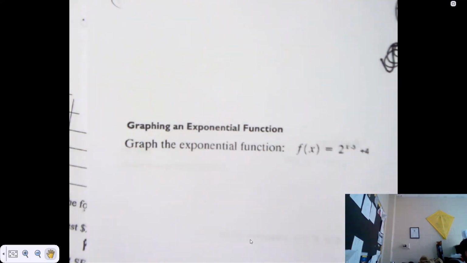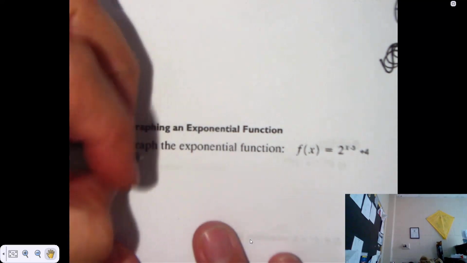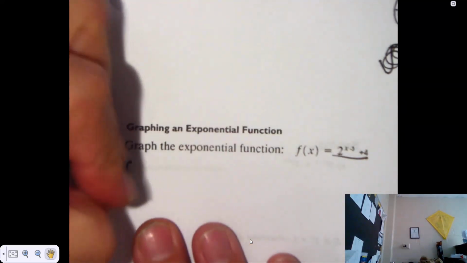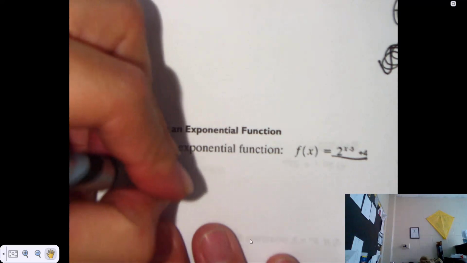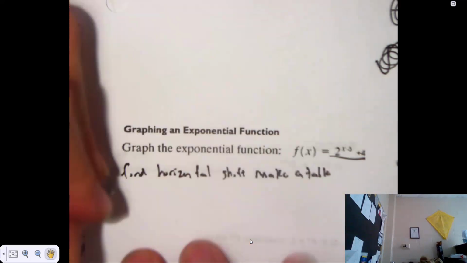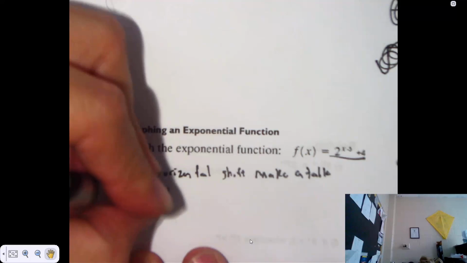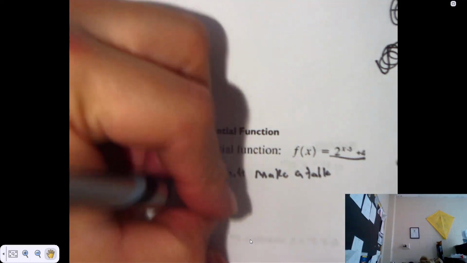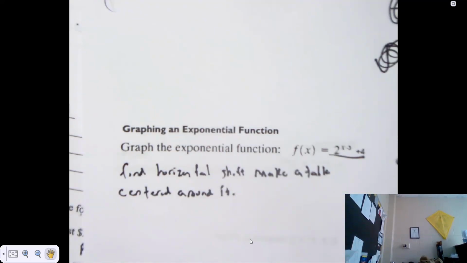We're only going to do one graph here. Graph the exponential function 2 raised to the x minus 3, plus 4. The general idea when you graph exponential functions is to just find the horizontal shift and make a table centered around it. It can be taught through transformations, but then there's a whole lot of transformation rules you got to know. So I would just locate the horizontal shift and make a table centered around that thing.